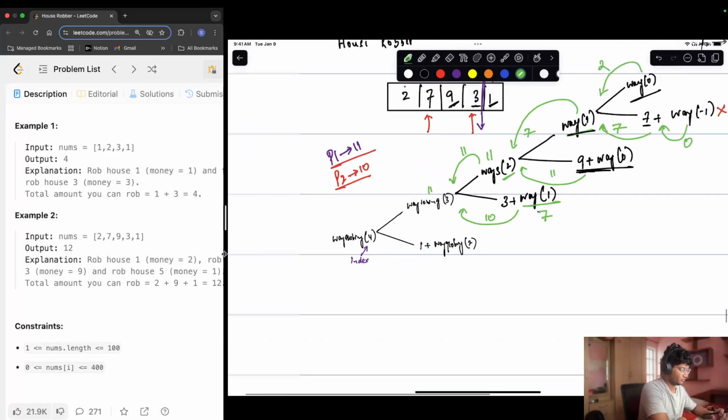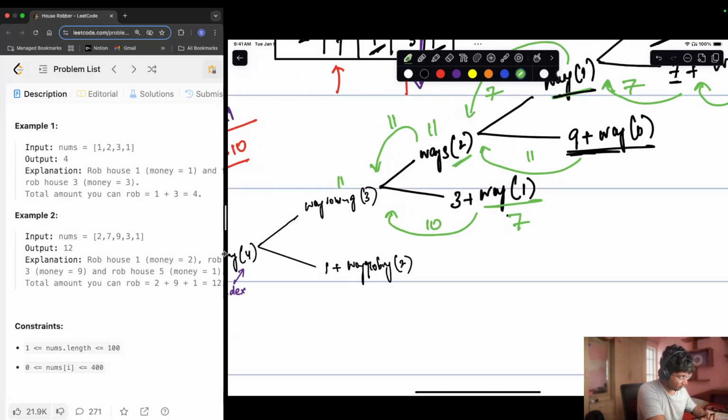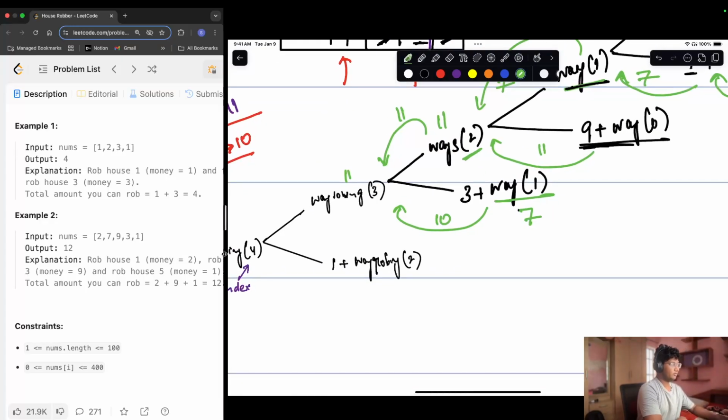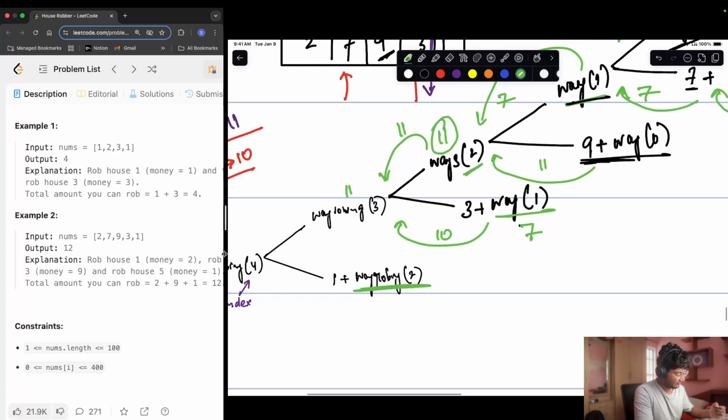Now, ways of picking 2, not ways of robbing, maximum profit. I named the function rob, but yeah, you get the point, right? It's not ways of robbing; it's the maximum profit that you can make until house 2, right? Which is already calculated. It is 11.